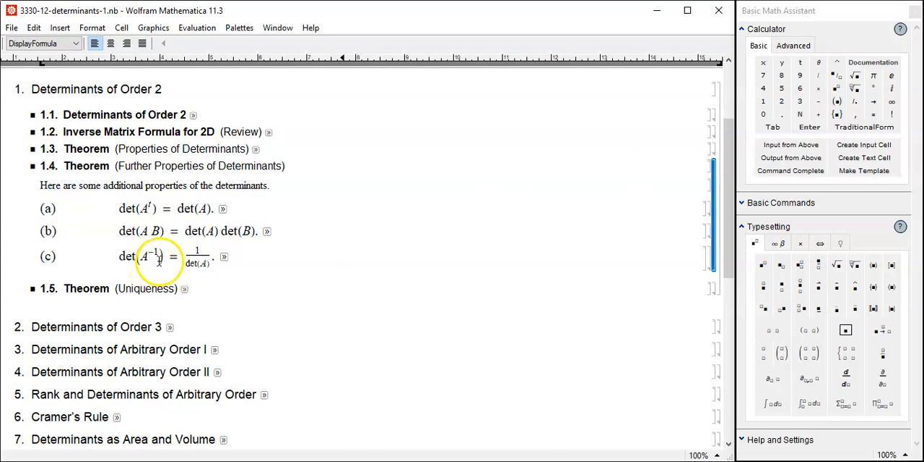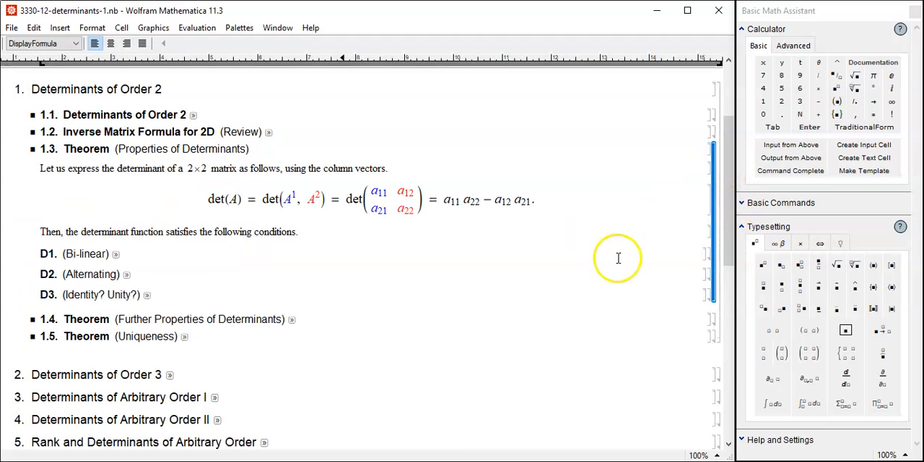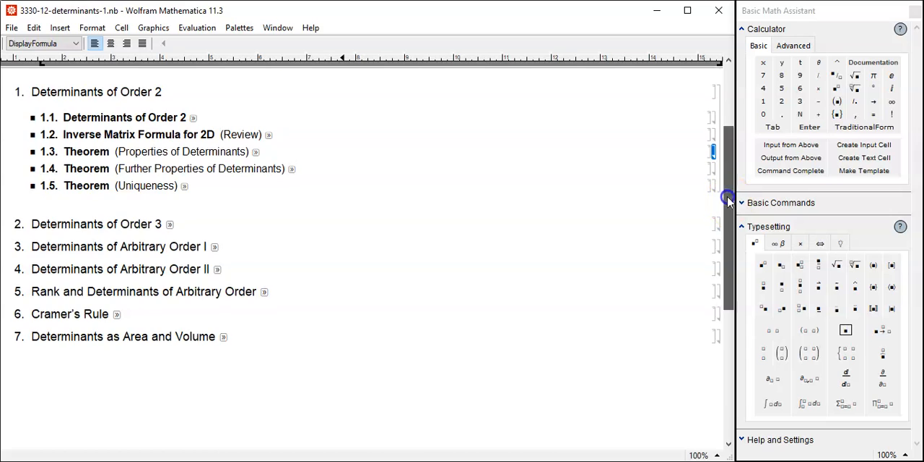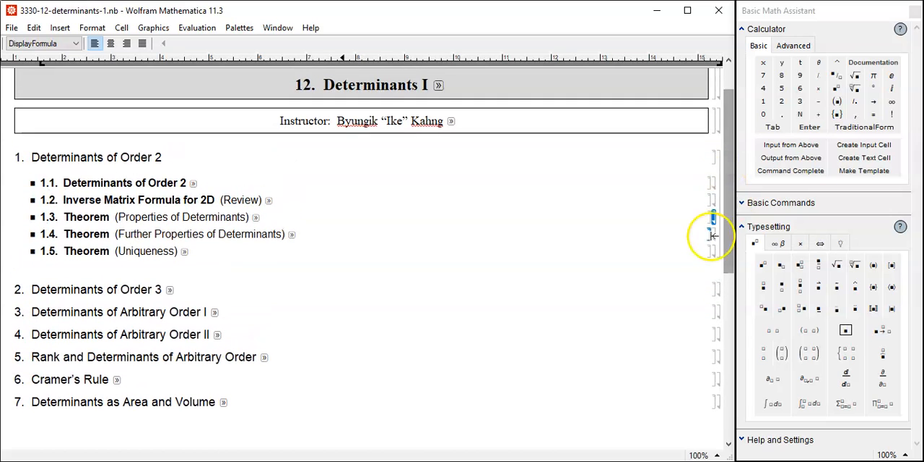It turns out that A times A's inverse is identity, and the determinant of the identity is 1. Okay, that's where I'm going to stop. I think I gave you a bit too many hints already.